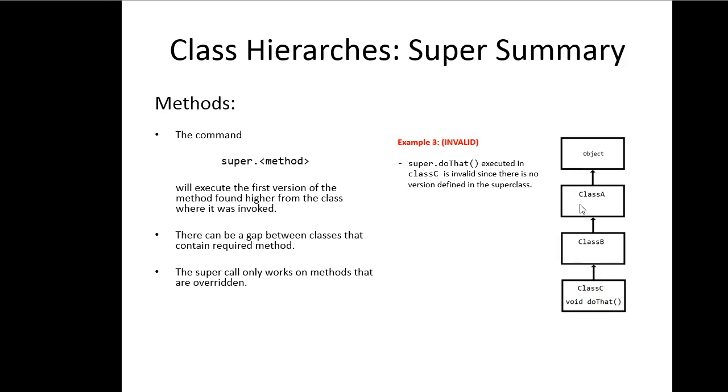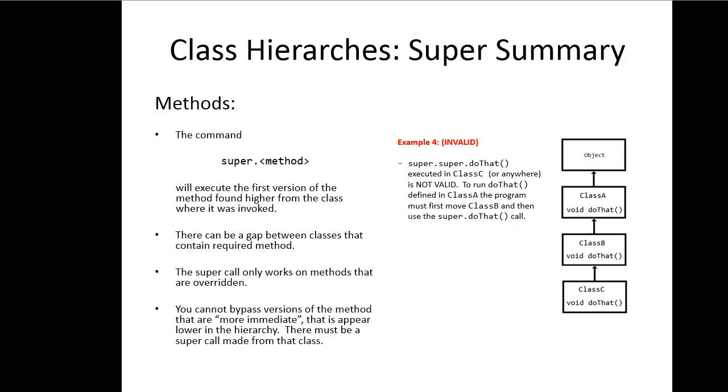The super call only works on methods that are overridden. So this third example is invalid. Super.doThat executed in class C is invalid since there's no other version. It's not an overridden method. Therefore, we can't use the super call.